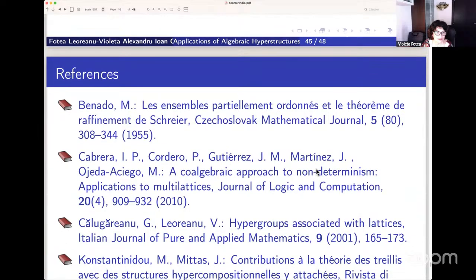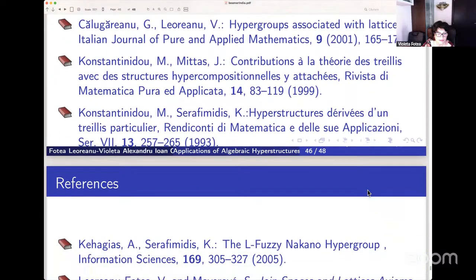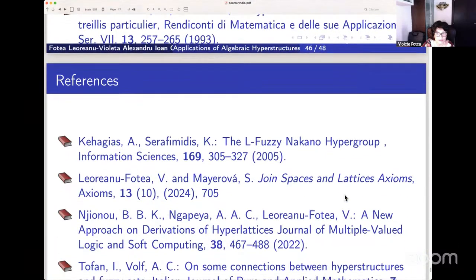The paper of Benado. Some colleagues from Spain worked on this topic of multilattices and their applications for non-deterministic aspects. They published in the Journal of Logic and Computation. And some other papers by the Greek school. And I have a paper with some colleagues from Africa about derivations in hyperlattices.